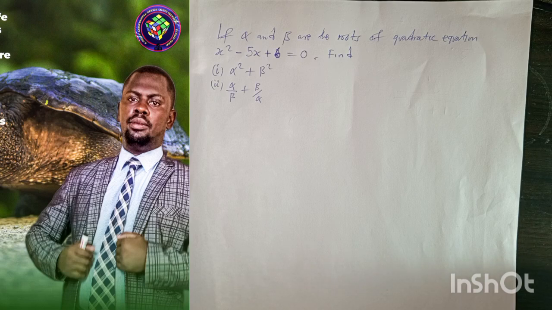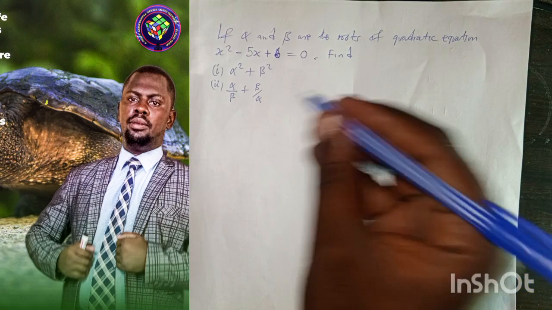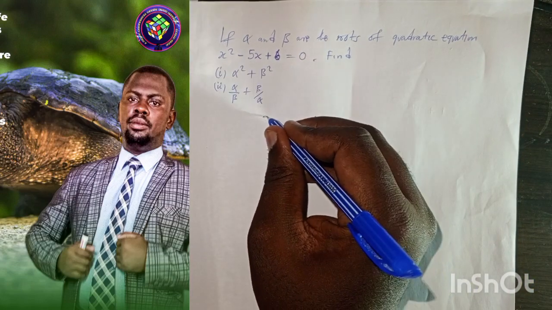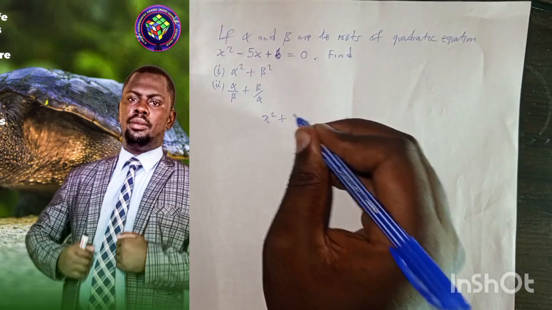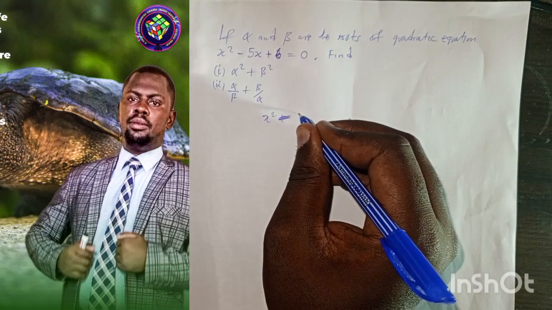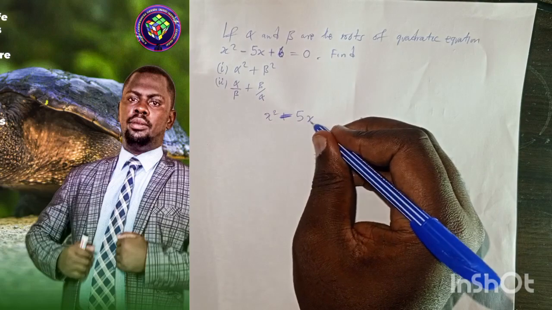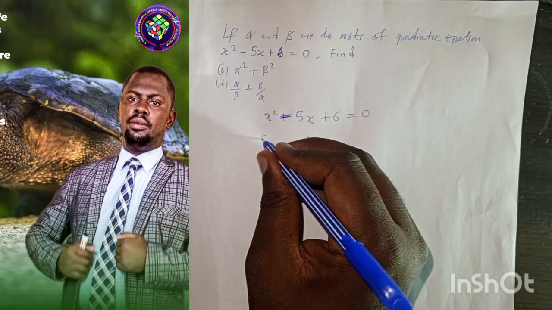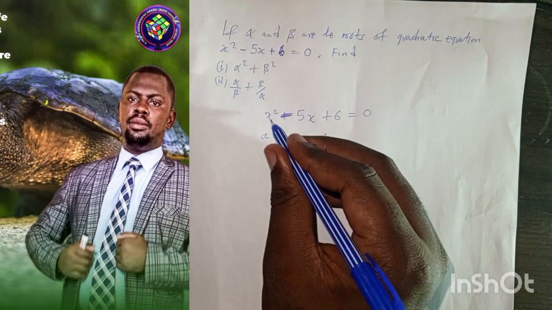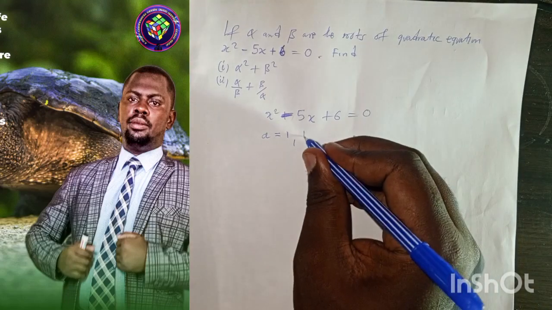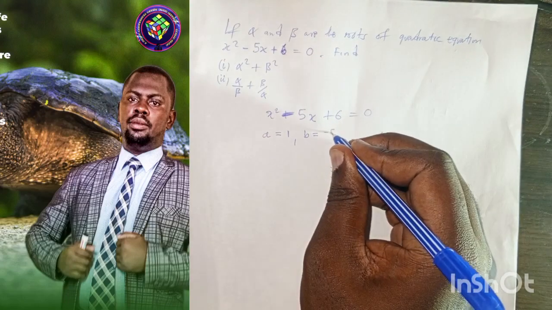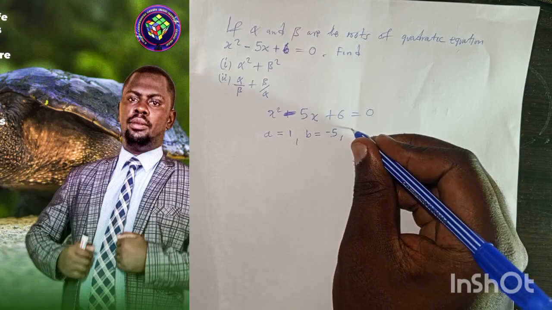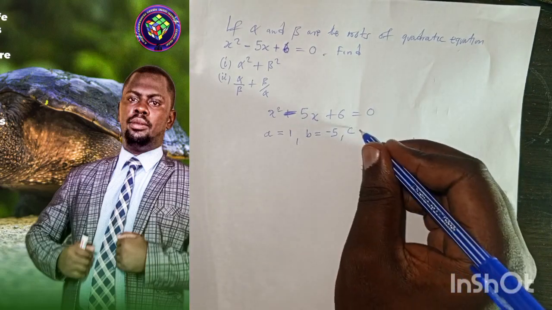Okay, so the first thing to do here is to determine the values of a, b, and c. Our equation is x squared minus 5x plus 6 is equal to 0. We know that a is the coefficient of x squared, so here it is 1. b is the coefficient of x, which is minus 5. And c is the term independent of x, which is 6 in this case.